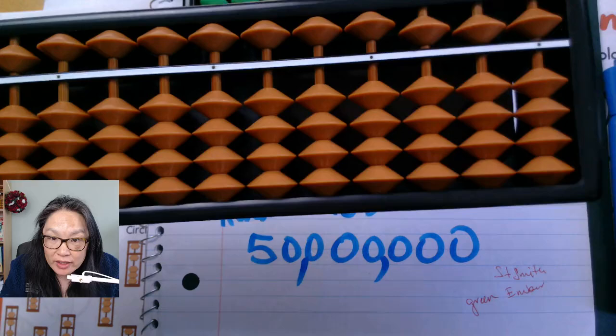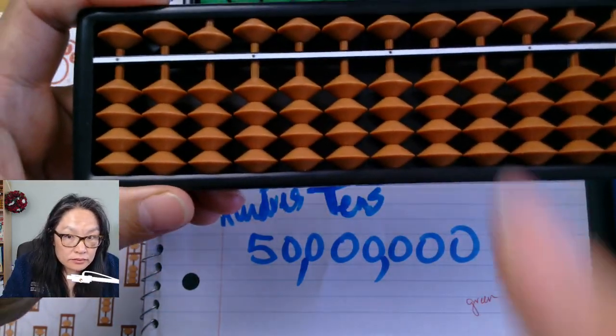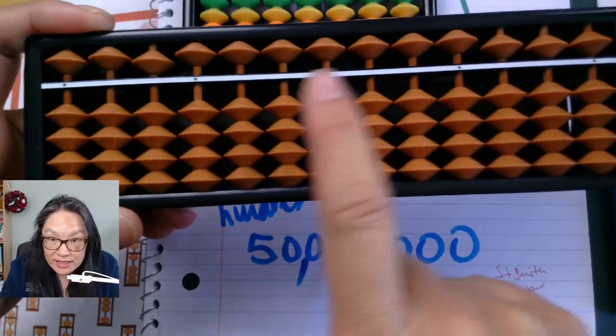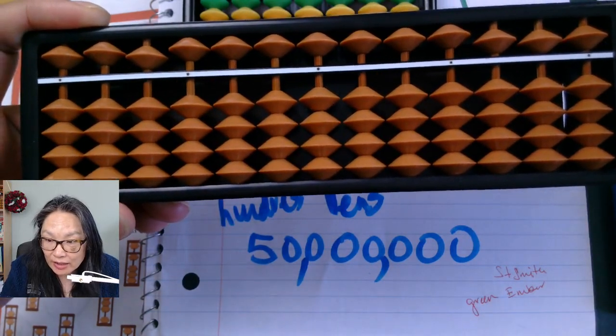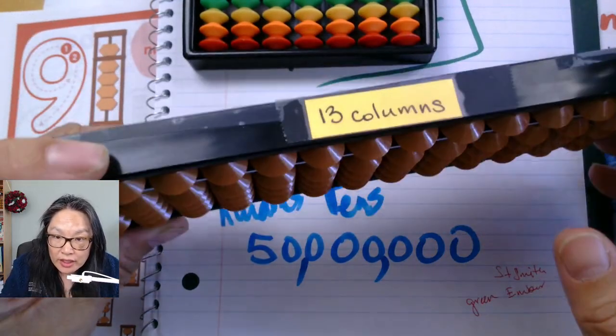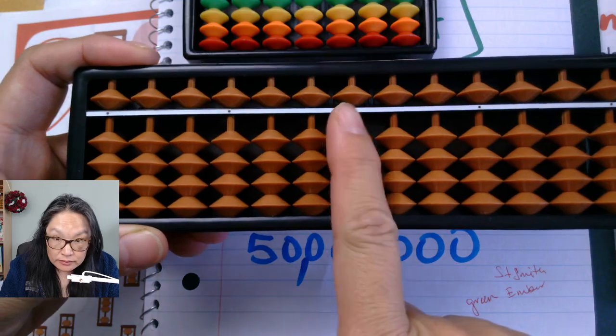But you could just choose any one, just like a Pokemon. Come on! I choose you! So in this case, I chose this one to be my ones indicator. Usually, on a 13-column abacus, I choose the one in the middle. Okay, Charizard, I choose you!